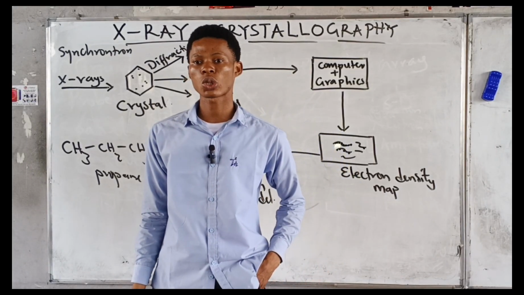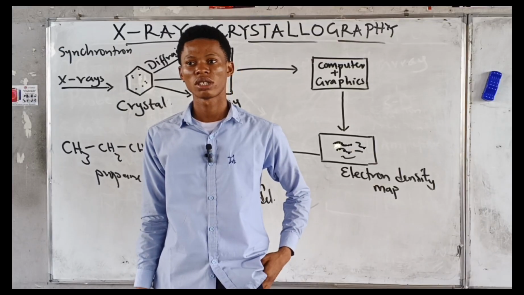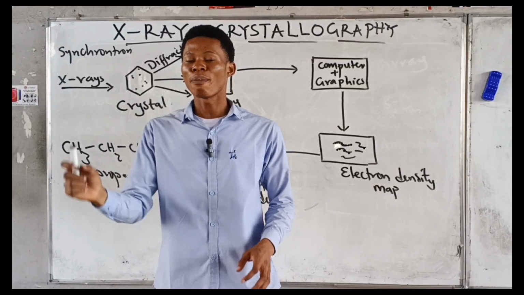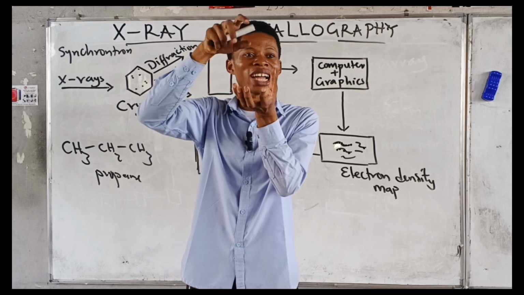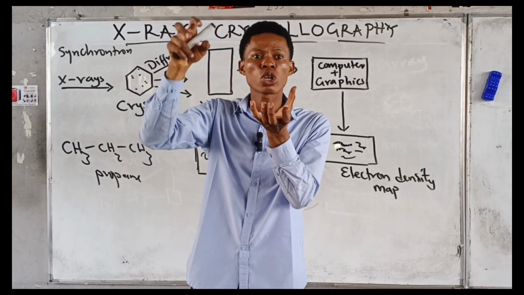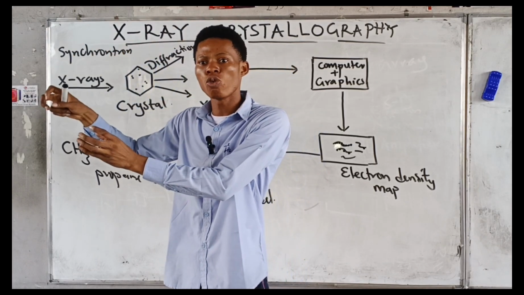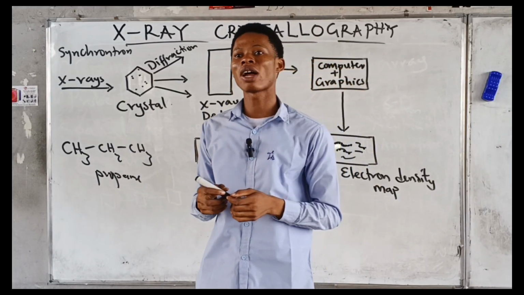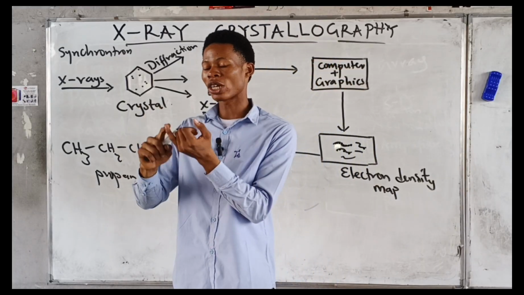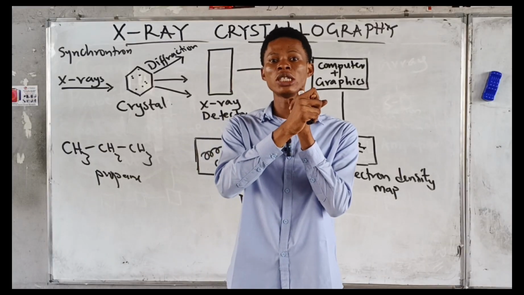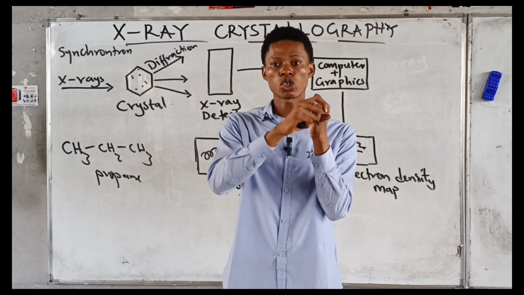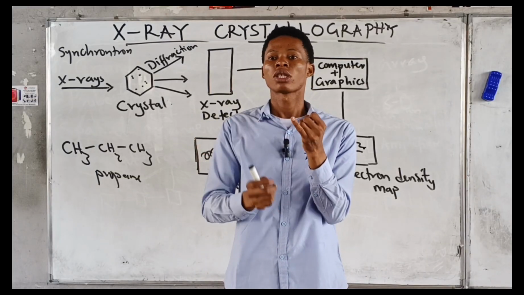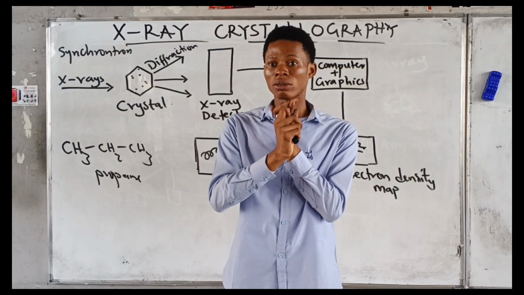How can you use it in drug discovery? By studying the shape of targeted sites. By the time you study the shape, you can actually know the molecule you make that can interact with the shape of the receptor there. So X-ray crystallography is used in studying the three-dimensional structure of molecules like proteins, and it can be used in drug discovery.